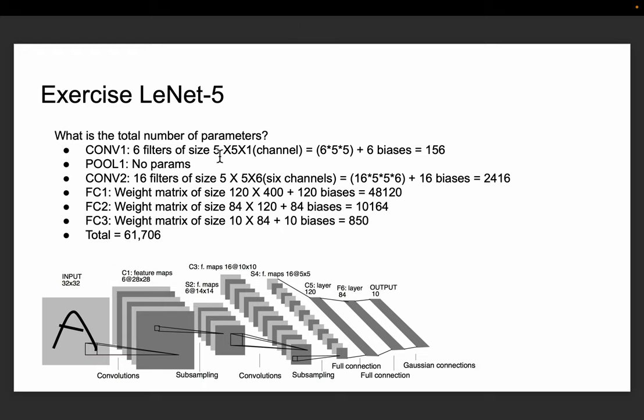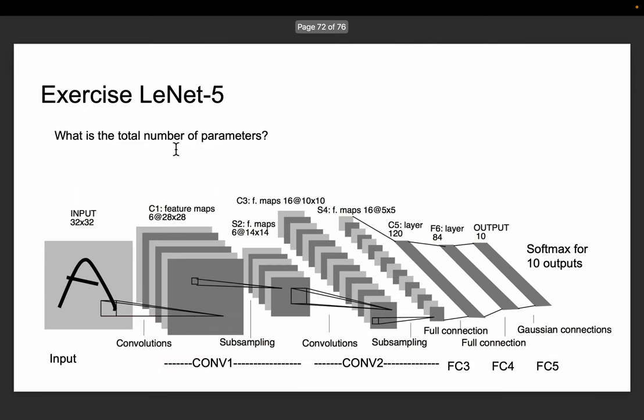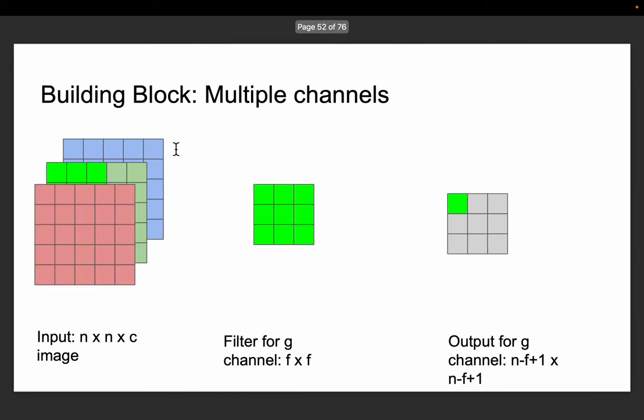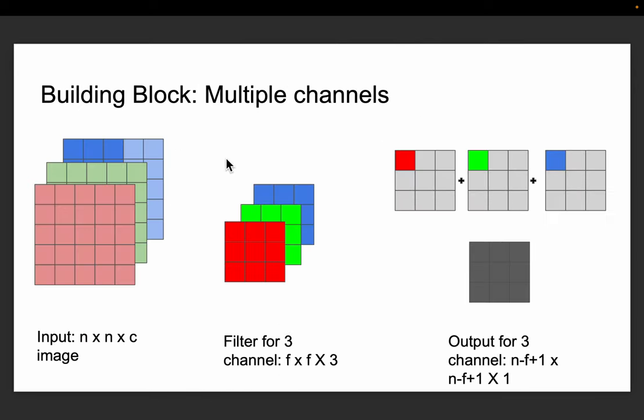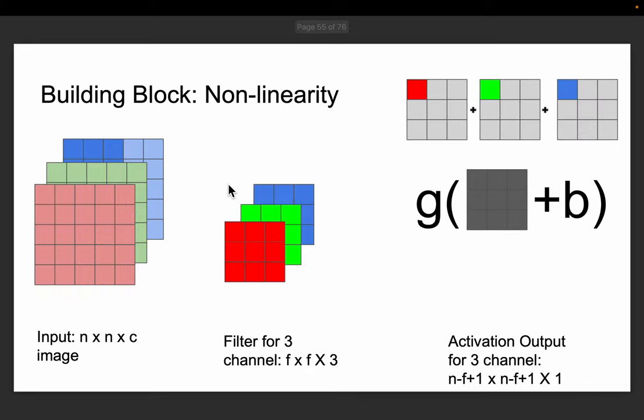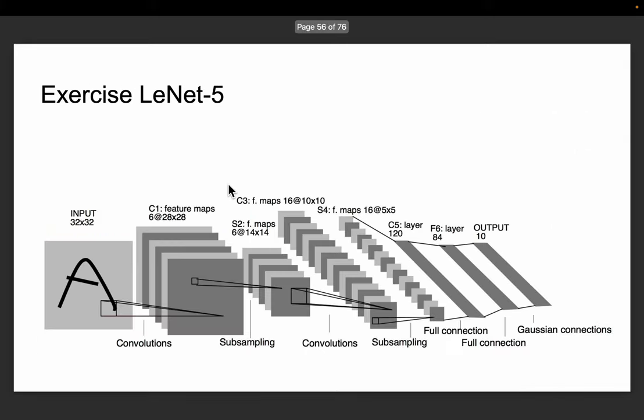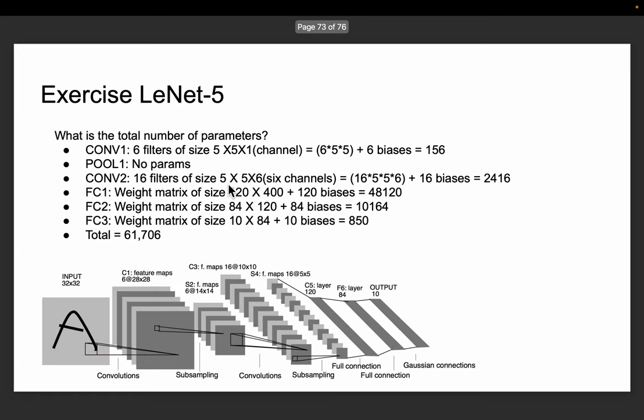So 6 filters of size 5x5x1, plus corresponding to each filter you have a bias. Right? Each filter was adding a single bias. Let's go back. Corresponding to this filter, we had a single bias B, a single scalar. So therefore, conv1 has 6 filters, each filter of size 5x5x1 channel, plus corresponding to each filter a bias, so 156 parameters.